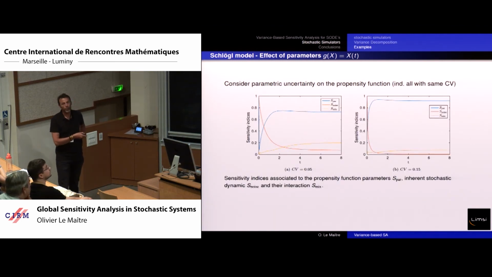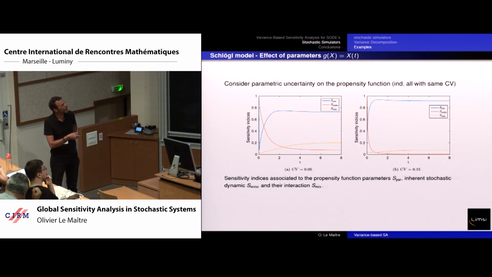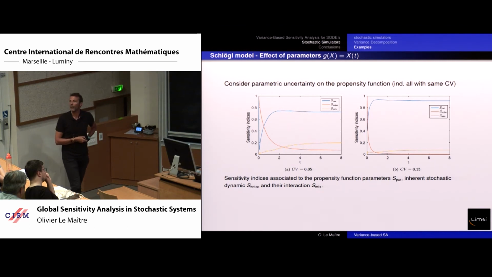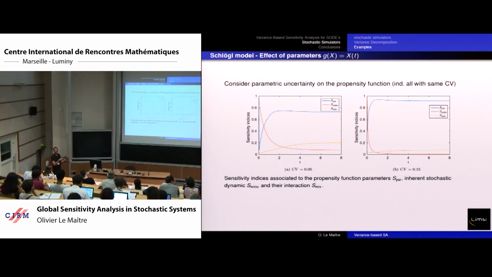Okay, and now you are able to separate and say, okay, my sensitivity indices have a contribution due to the parameters, that's the blue one here, due to the channel stochasticity, and one that is due to the mixture. And obviously, in that case, it would be quite easy to learn the parameter, because our uncertainty on the parameter is the dominant source of variability. So we should be able to learn quite easily these parameters.